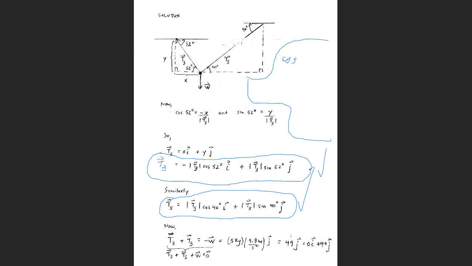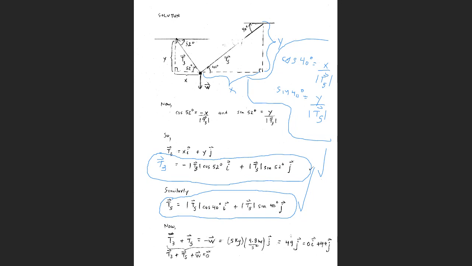The cosine of 40 degrees would equal x over the magnitude of T5. But this x now is not this x, okay? It's a different x. It's this distance here. And then the sine of 40 degrees will equal y divided by the magnitude of T5. But that's going to be this y here.